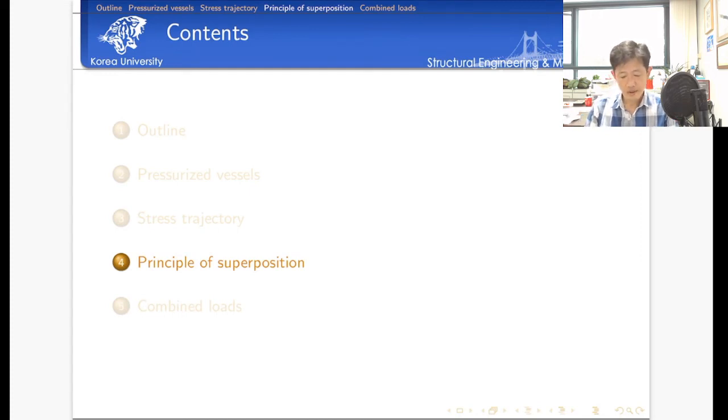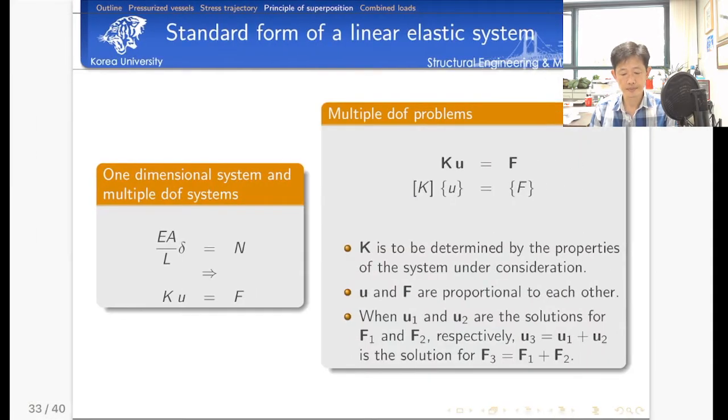Now let's talk about the principle of superposition. In Korean it is called 중첩의 원리. Actually, the principle of superposition underlies a very important procedure in practice. We use the principle of superposition with the assumption of linear elastic behavior of my structural system.